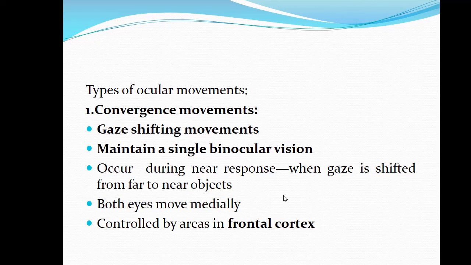When you look forward, when you look at a distant object, your eyeballs are parallel, and the pupils are in central position. Okay? But when you shift your gaze to a near object, both eyeballs are going to move medially, and this medial movement of both eyeballs will be brought about by the contraction of the medial recti muscles on both sides, and this movement is controlled by the areas in the frontal cortex which send signals to the motor neurons innervating these muscles, that is the extraocular muscles.